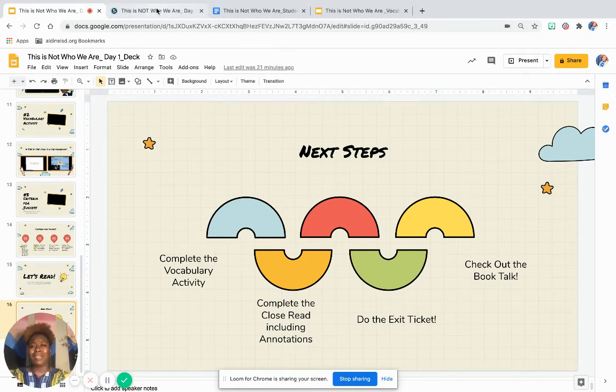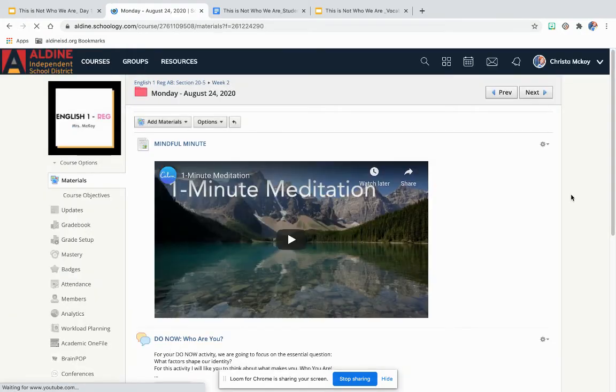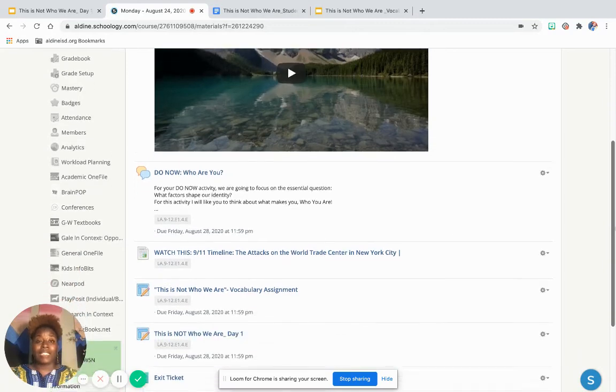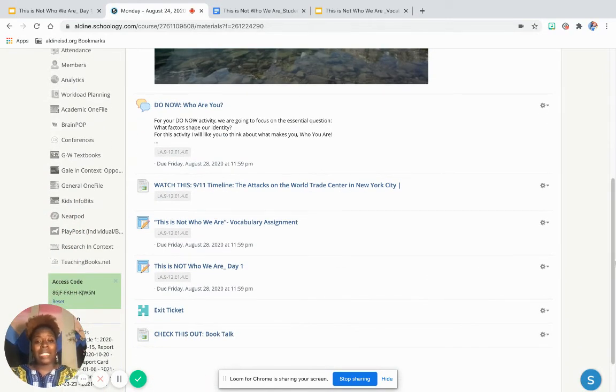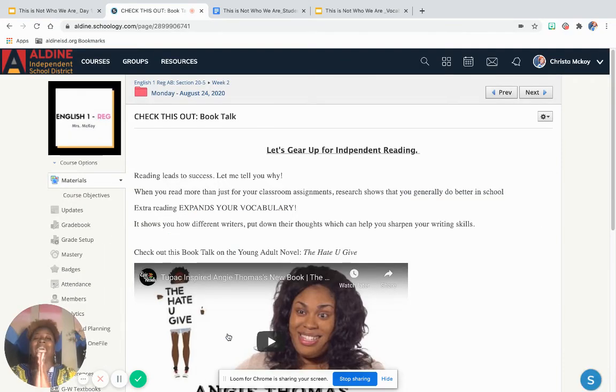Miss, what is the book talk? Is that for a grade? The book talk is an opportunity to view or preview books because it is very important for you guys to engage in some independent reading. And I know it seems like a lot, something extra to do, but it's really, really important. Why is it important? Because reading leads to success.